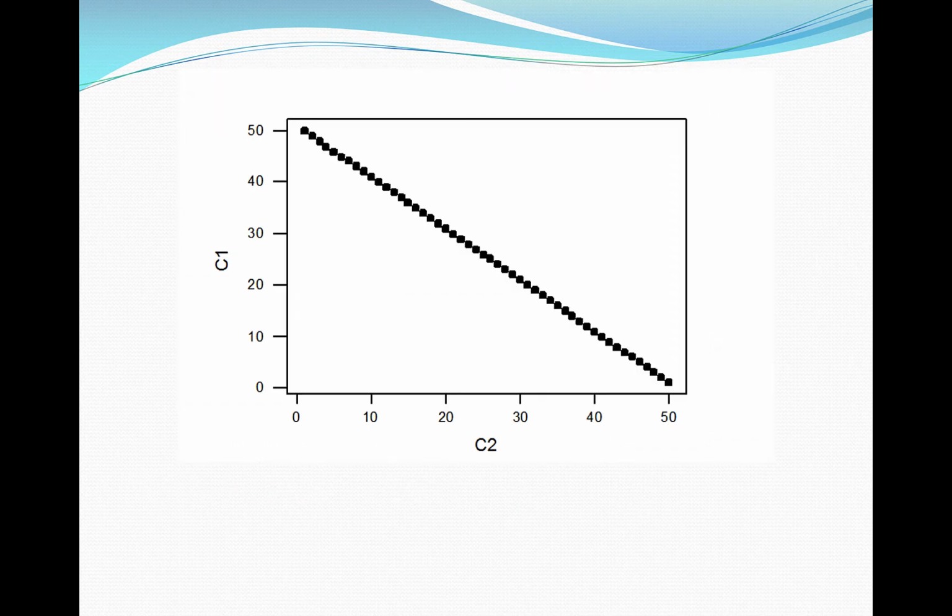If we look at this second graph, it's almost exactly the same. The only difference is it has a negative slope. So of course, we still have that perfect relationship, but with a negative slope.